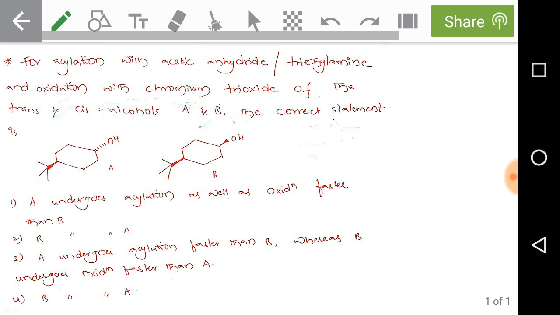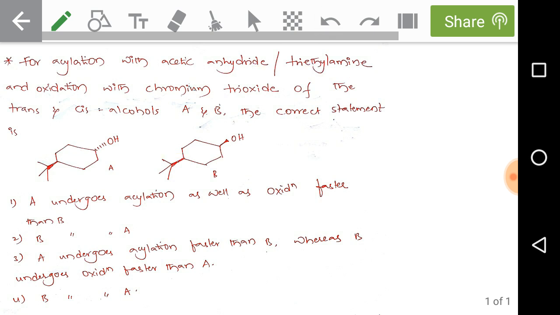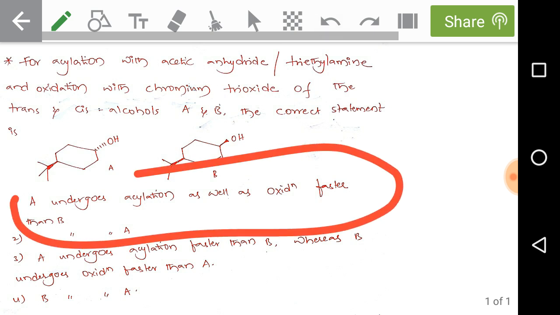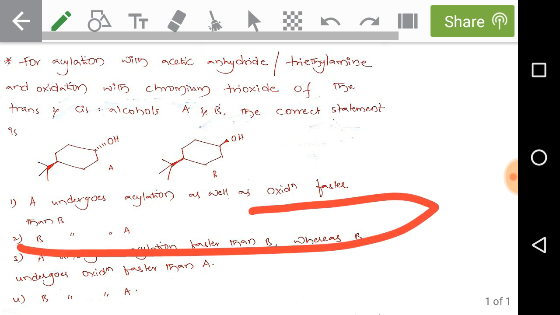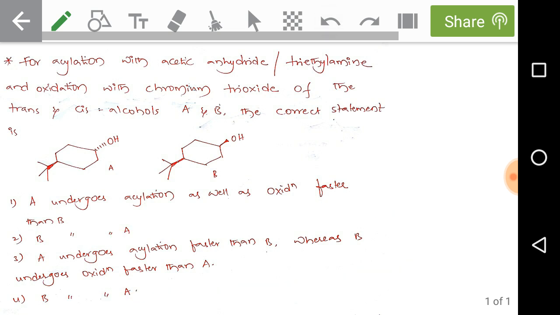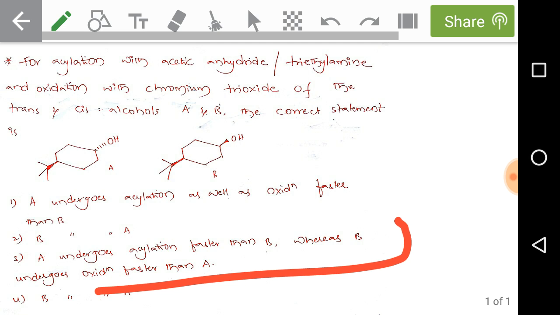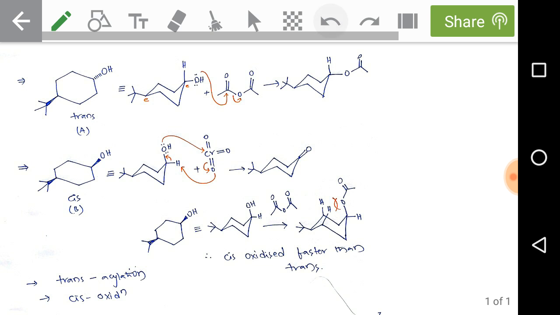Next one: for acylation with acetic anhydride, triethylamine and oxidation with chromium trioxide of the trans and cis alcohols A and B, the correct statement is: A undergoes acylation as well as oxidation faster than B; B undergoes acylation as well as oxidation faster than A; A undergoes acylation faster than B, whereas B undergoes oxidation faster than A; and fourth, B undergoes acylation faster than A, whereas A undergoes oxidation faster than B. Okay, so just check all these options, and just check the mechanism here.